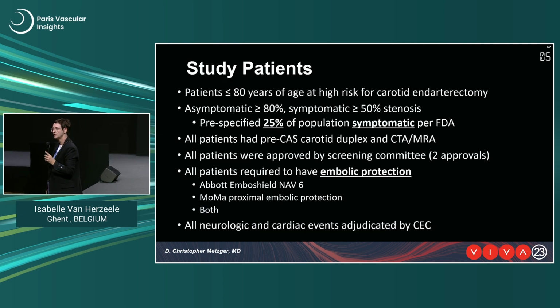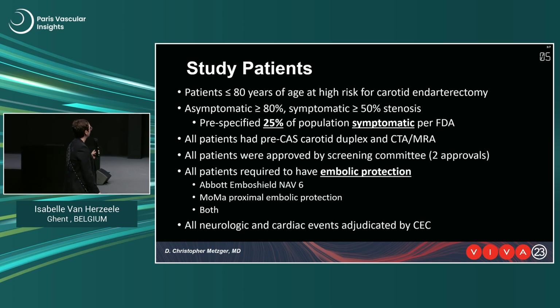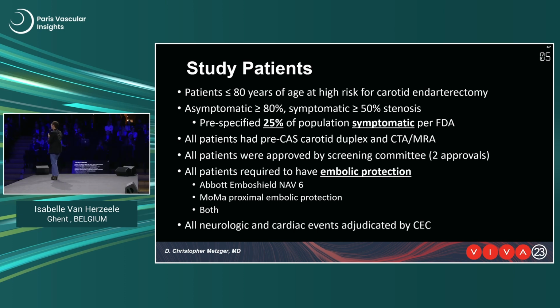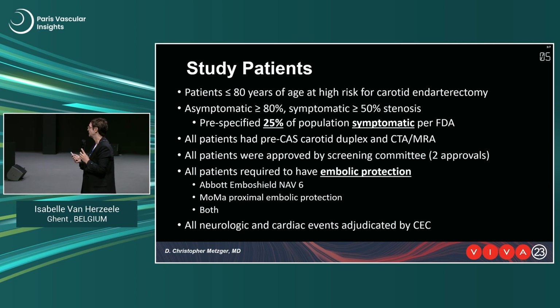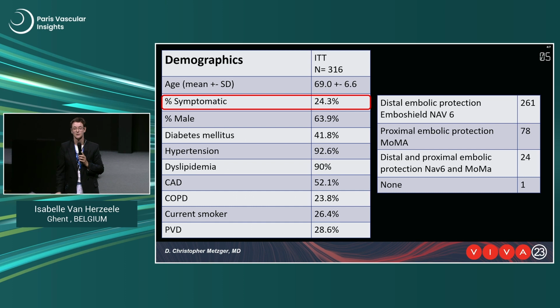They included patients who were 80 or younger at high risk of carotid endarterectomy, both symptomatic and asymptomatic, and everybody needed to be treated with the CGuard, but also required to have protection. Protection was at the discretion of the expert treating the patients. And these are the demographics: the majority of the patients were asymptomatic, 25% were symptomatic, and the majority had distal protection, some had proximal or the combination. There's only one in whom the rules were not followed.